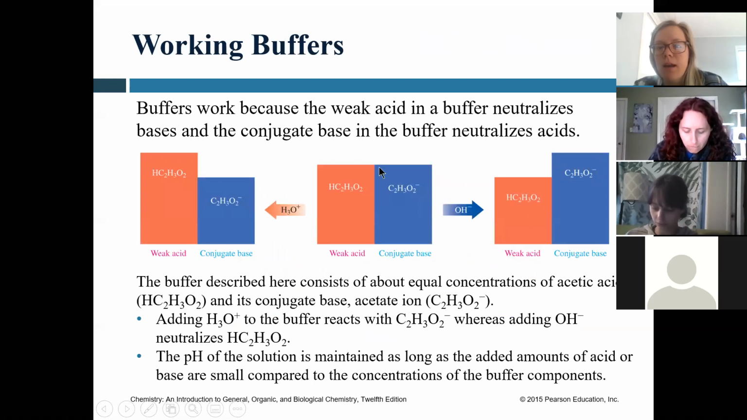So here we've got our center point. This is where our two values are equal to each other. If I add acid, I'll increase the amount of weak acid. If I add base, I'll increase the amount of conjugate base, but just slightly, not a lot. It isn't going to be a huge swing.